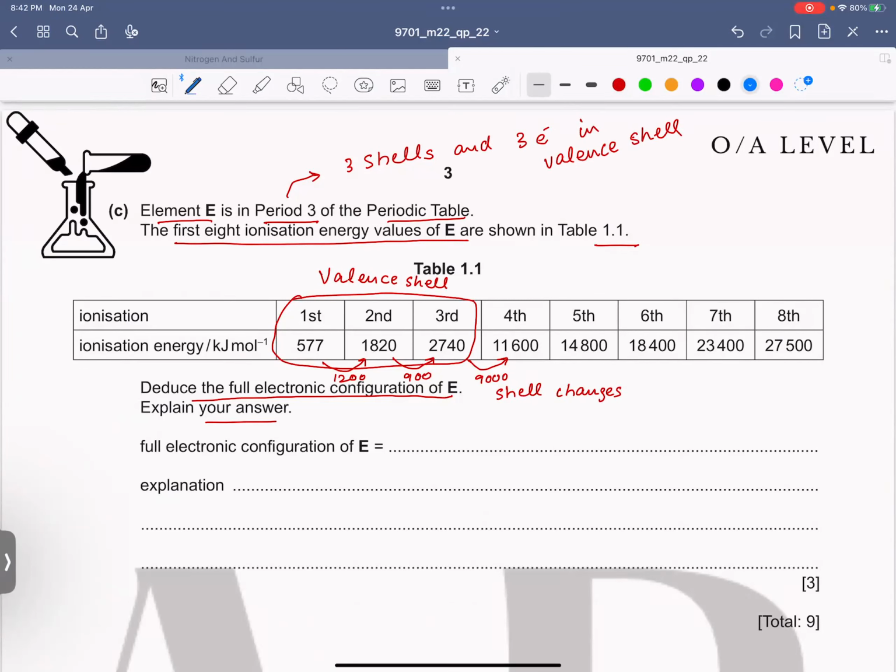Okay. Now start writing the electronic configuration. First shell, 1s, 2 electrons. Second shell, 2s, 2 electrons, 2p, 6 electrons. Now in the third shell, I have to fill just 3 electrons only. So in the third shell, s has 2 electrons, and 1 electron is left, so 3p1. So this is the complete or full electronic configuration of E. Is this clear to everyone?